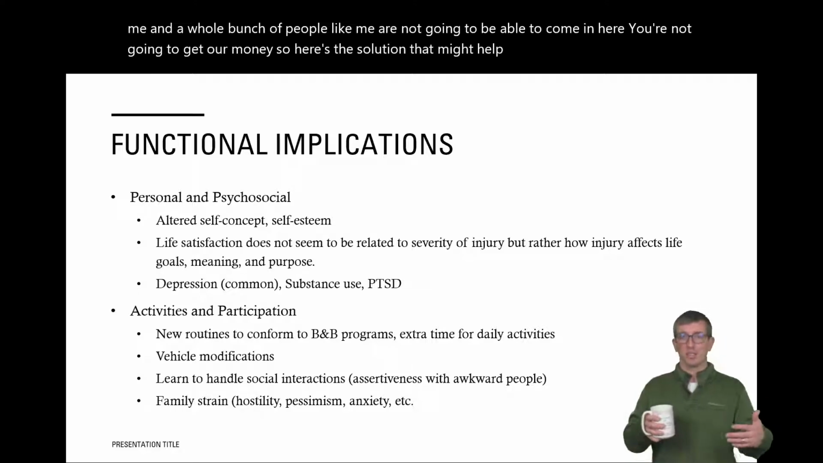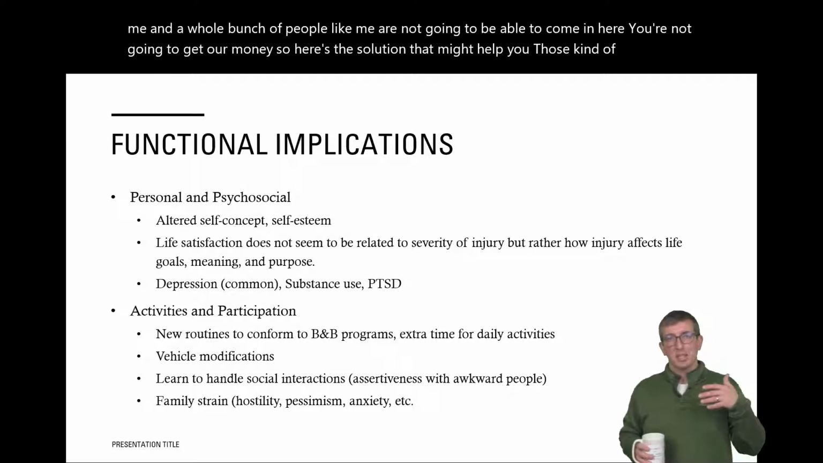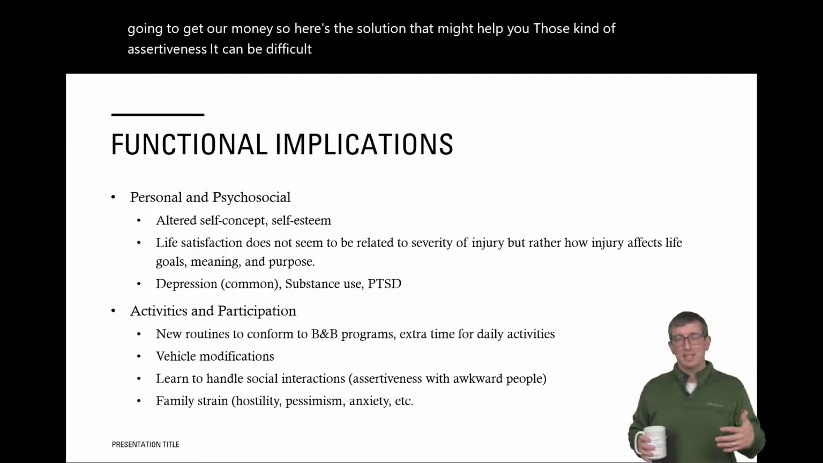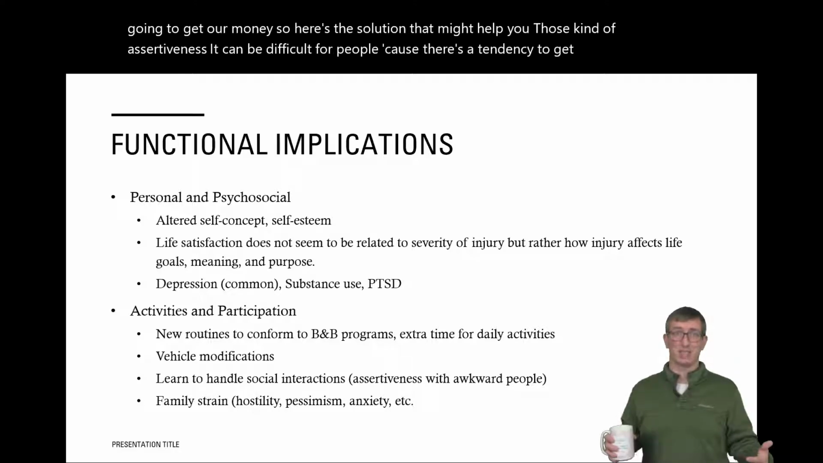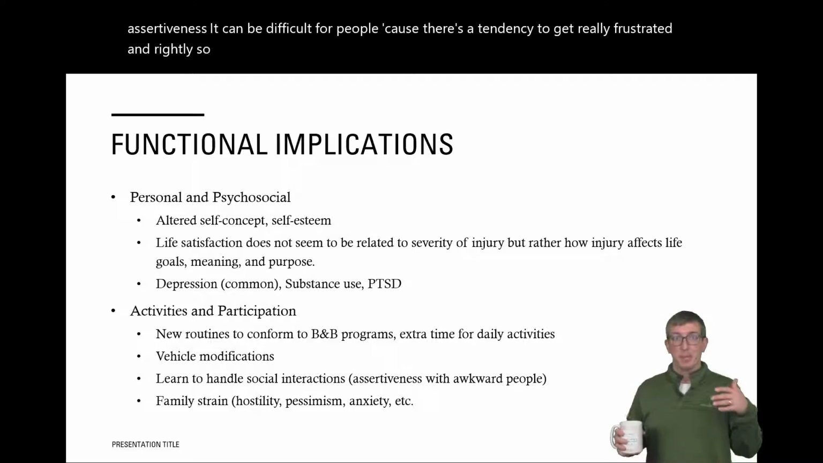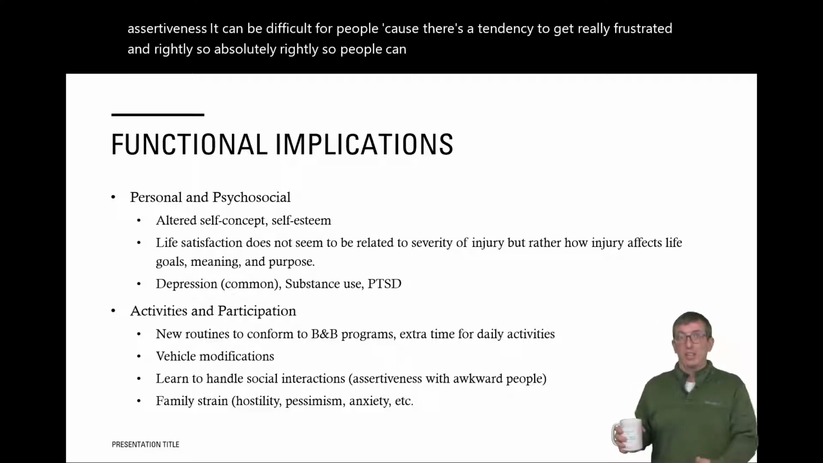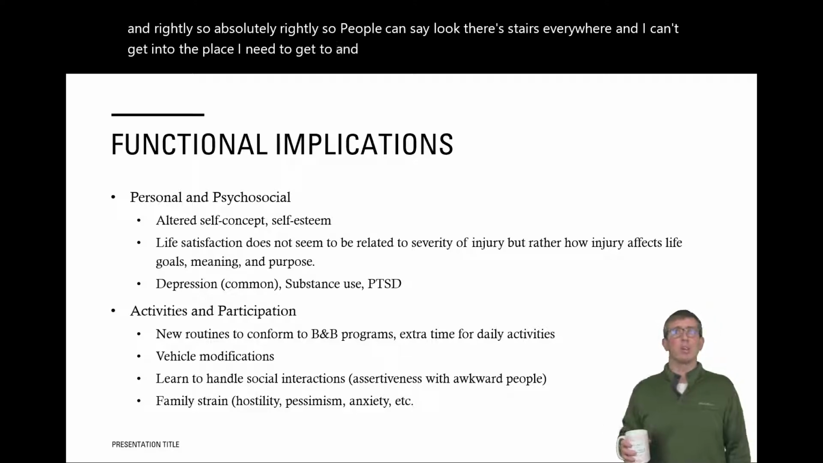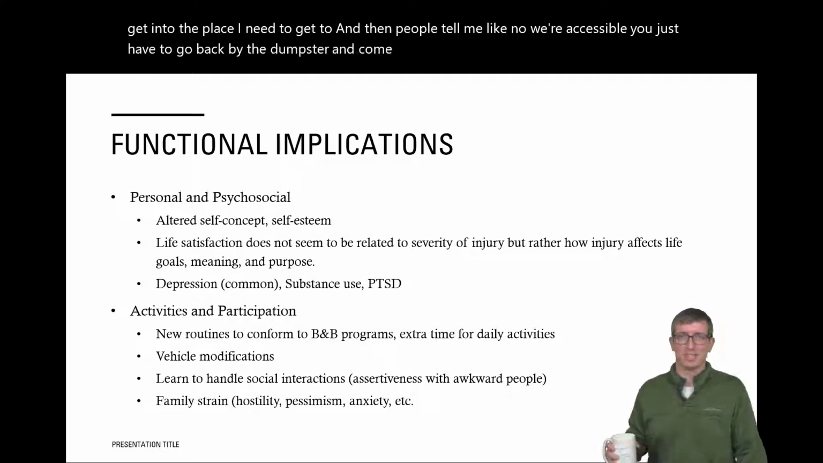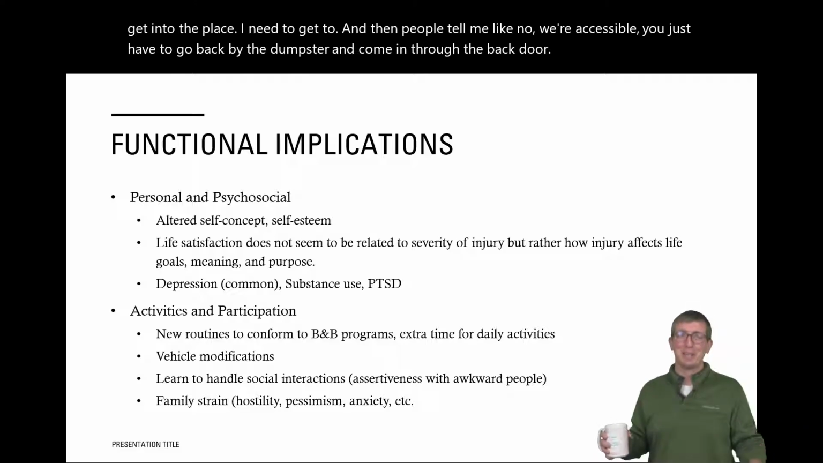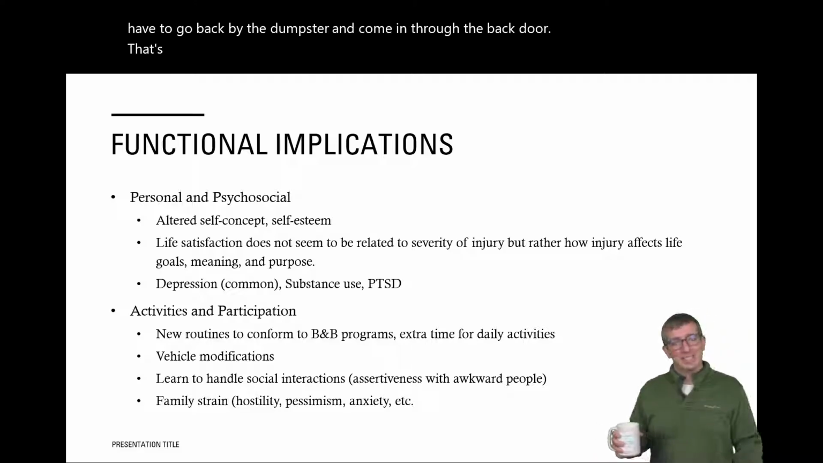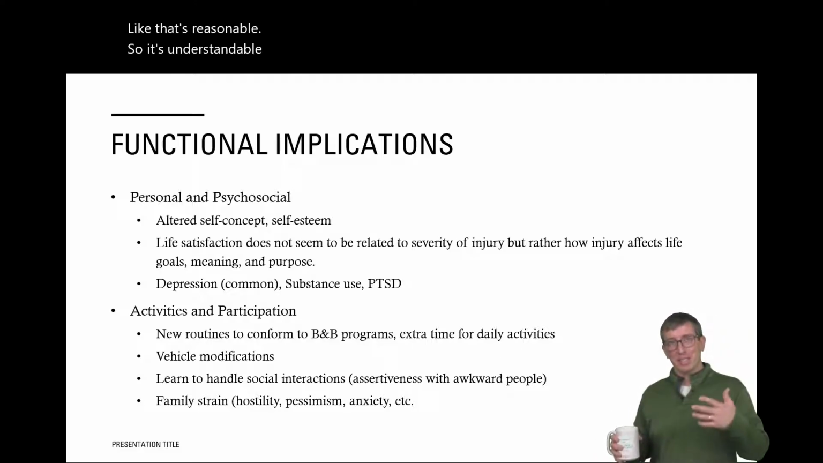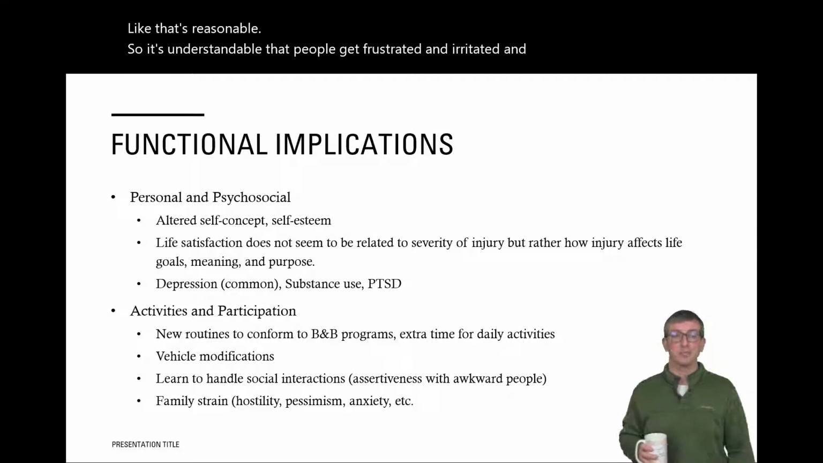That kind of assertiveness can be difficult for people because there's a tendency to get really frustrated, and rightly so. Absolutely rightly so. People can say, look, there's stairs everywhere and I can't get into the place I need to get to. And then people tell me, oh no, we're accessible. You just have to go back by the dumpster and come in through the back door. Like that's reasonable. So it's understandable that people get frustrated and irritated and angry sometimes.